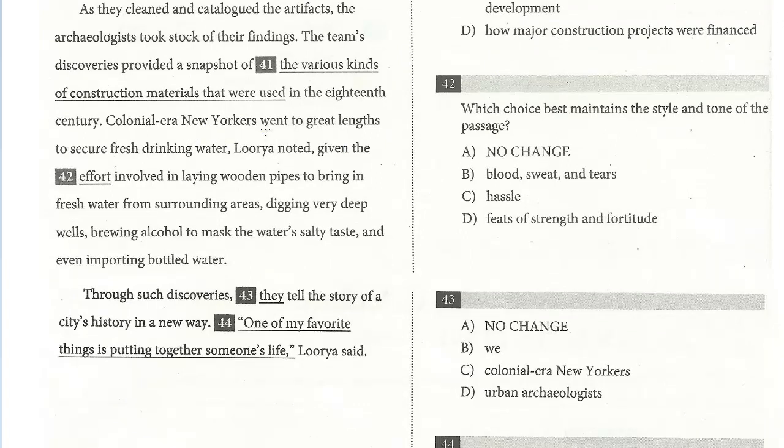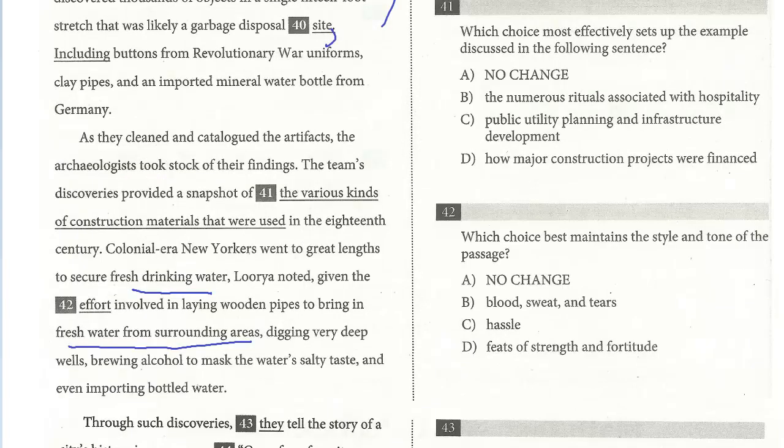They went to great lengths to secure fresh drinking water, and Laura noted that given the effort involved in laying wooden pipes to bring fresh water from surrounding areas, digging very deep wells, brewing alcohol to mask the water's salty taste, and even importing bottled water. So the example that follows is to secure fresh drinking water. And so the various kinds of construction materials, that does not set up the example for drinking water.